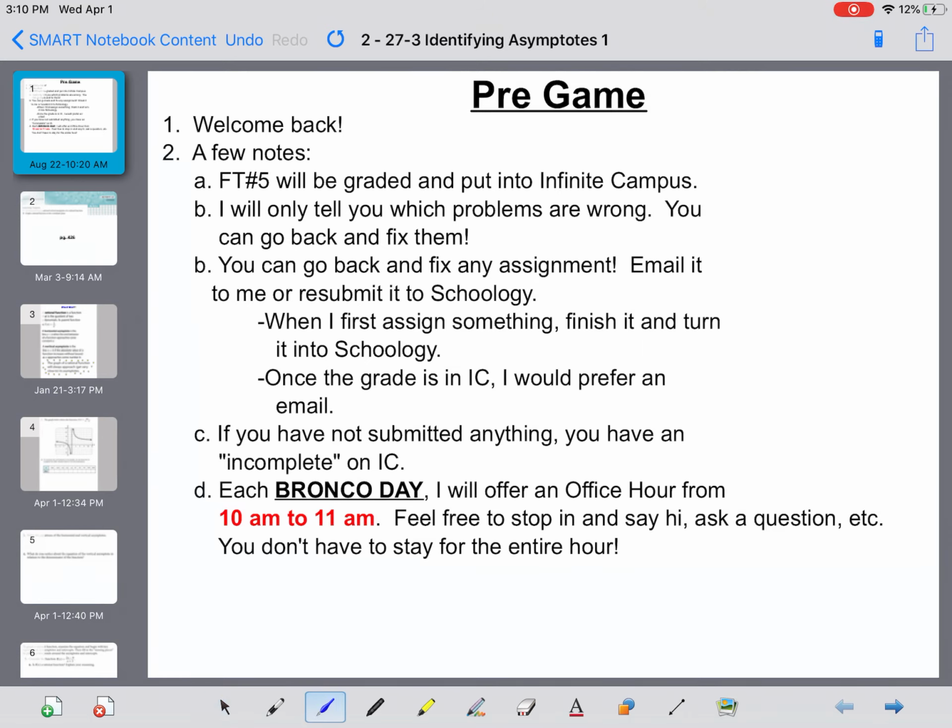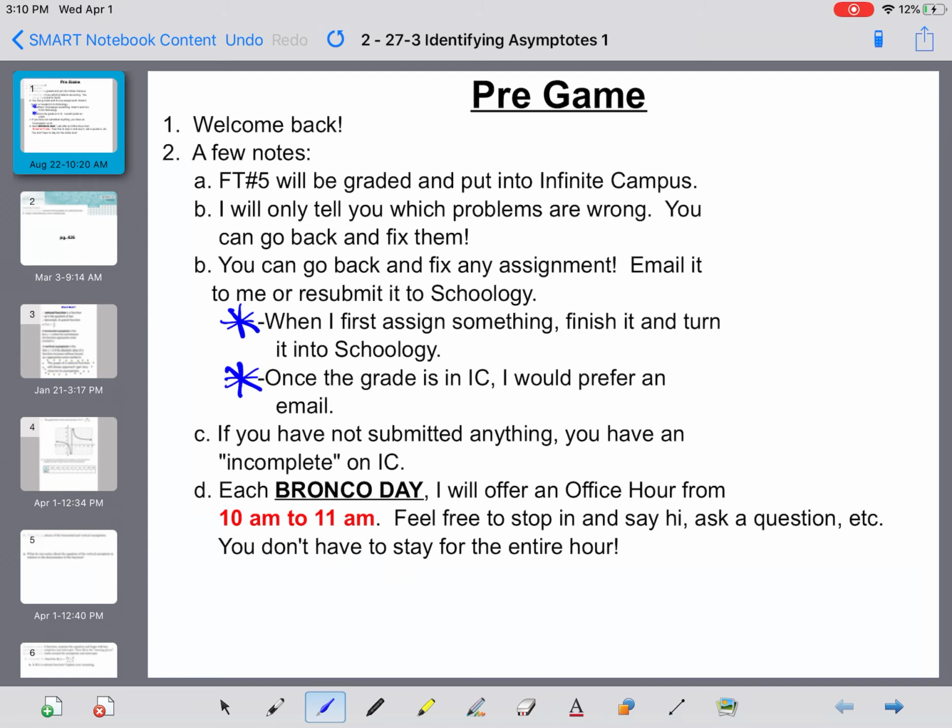So here's the process I want to follow. When I first assign something, I want you to go ahead and submit that to Schoology like you've normally been doing. Once you submit it, I'm going to grade it, put that grade on Infinite Campus. Once it's on Infinite Campus, if you fix it, I'd prefer you to email it to me so I can see it quicker, and then I will just fix the grade on Infinite Campus.